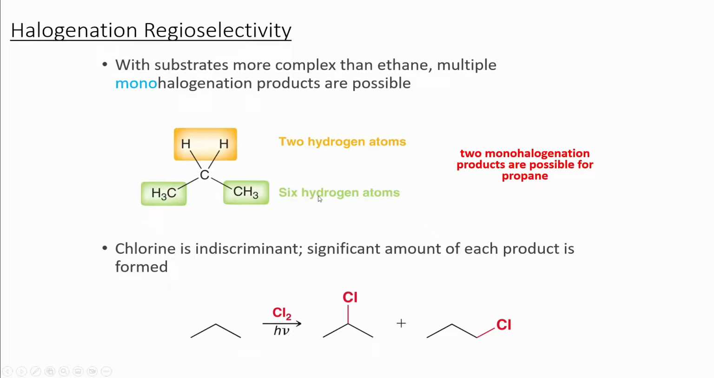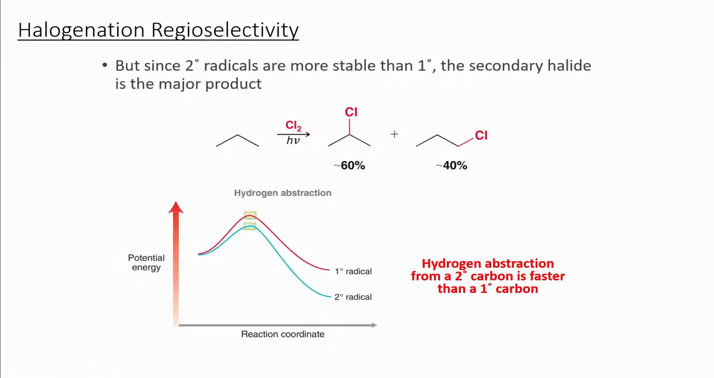Let's say we have a substrate of propane. This substrate has two different types of atoms that could be halogenated. We could halogenate on the two hydrogen atoms of the methylene, and we can halogenate on the 6 hydrogen atoms of the two methyl groups. Chlorine will react with both sets of protons indiscriminately and form two different major products. Since the secondary radicals are more stable than the primary radicals, the secondary halide will be the major product. The hydrogen abstraction and the activation energy needed to form the secondary radical is much faster and much lower than a primary carbon.